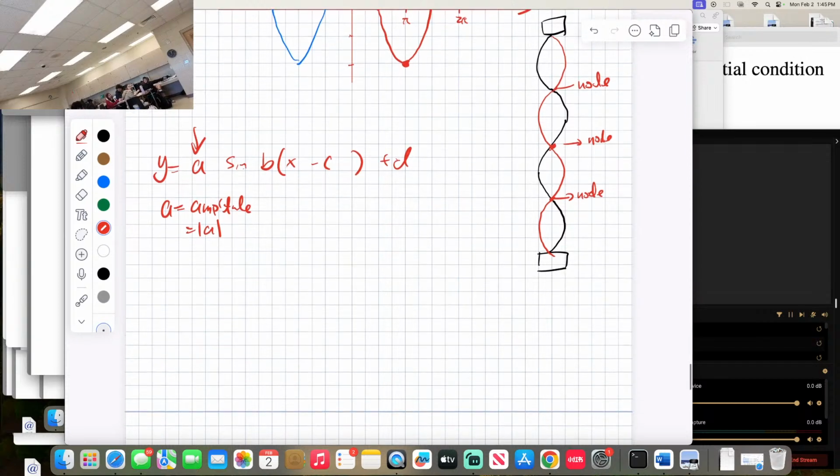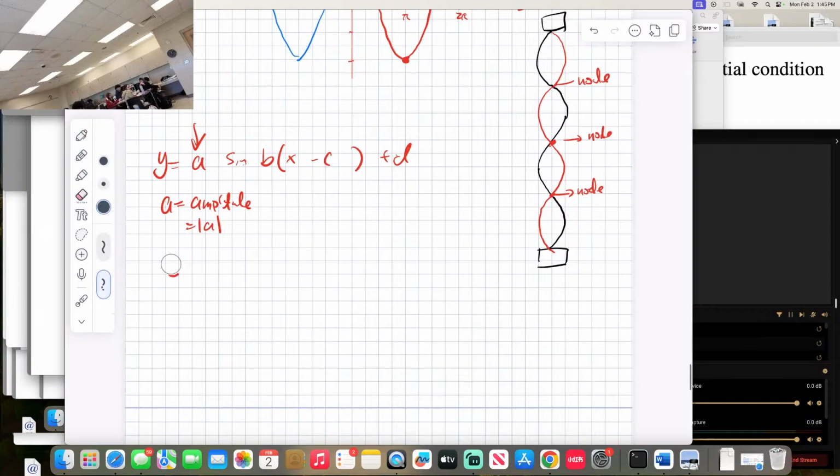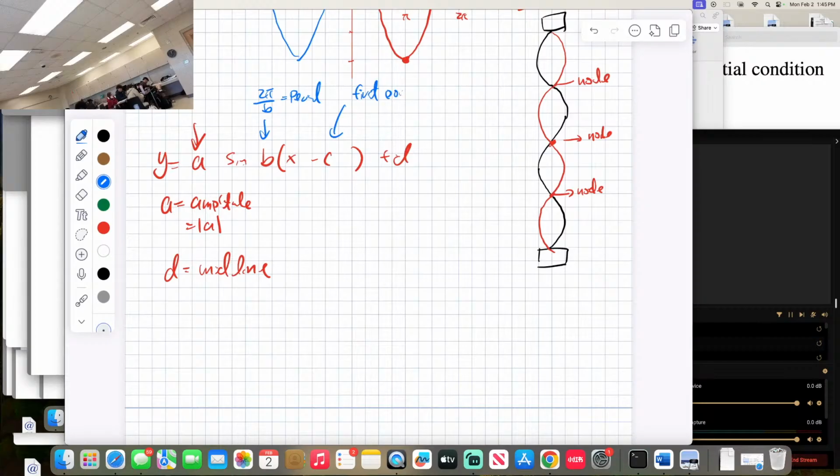Okay. And C. Oh no, sorry. D is the midline. I always start with the midline. Actually, I always start the graph with the midline, because the midline tells me whether the whole graph is going to go up or down. Now I'll care about B. B gives 2 pi over B, which tells me the period. And C is, I would say, the first point, or a horizontal translation.